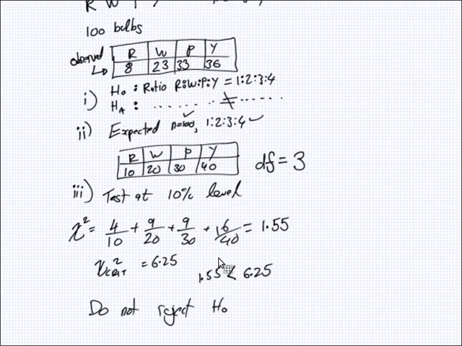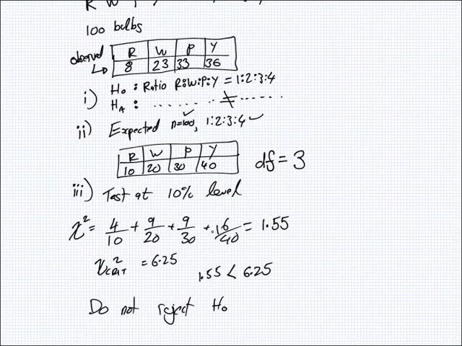We do not reject it. Didn't they say to test at the 10% level? Yes, I looked up 10% and 3 degrees of freedom and I got 6.25. Yes, it's less. Now you see, this is where you have to be careful.